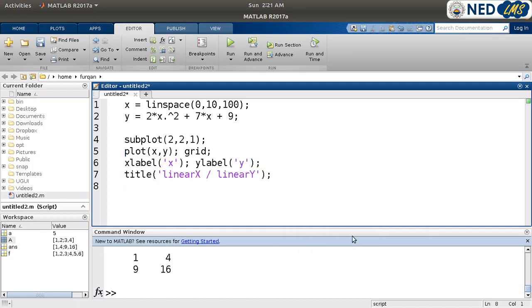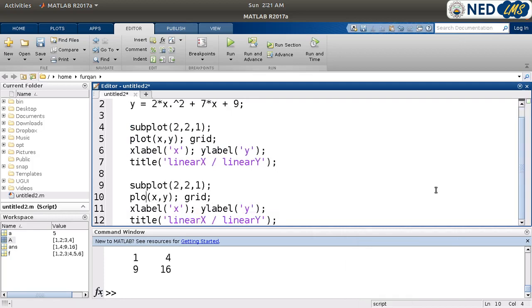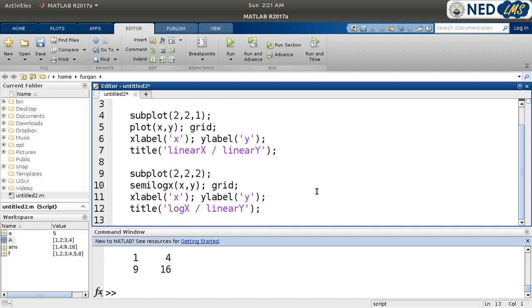Let's copy this piece of code. This function, semilog x, plots x and y vectors with log of x on the x-axis and a linear scale on the y-axis. We will be using the second area of the same figure.